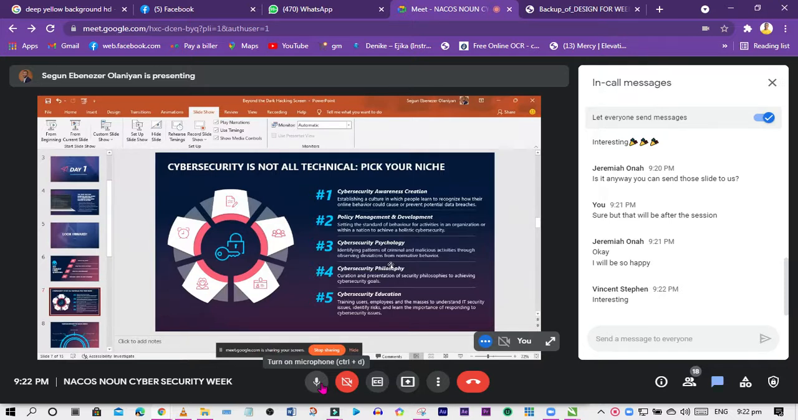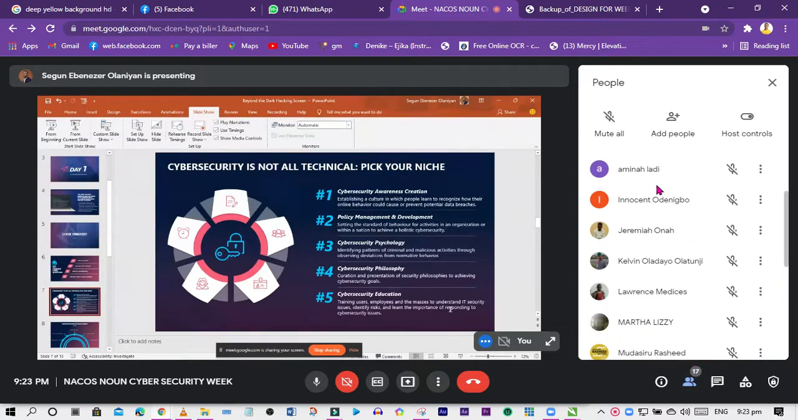What does it mean to create cybersecurity awareness? It means establishing a culture in which people learn to recognize how their online behavior could cause or prevent a potential data breach or cybersecurity threat. That is what security awareness is about. That is, you are that person who always drives the initiative of establishing a culture in which people learn about the consequences and the impact cybersecurity attacks and threats have on them, their information, and their organization.